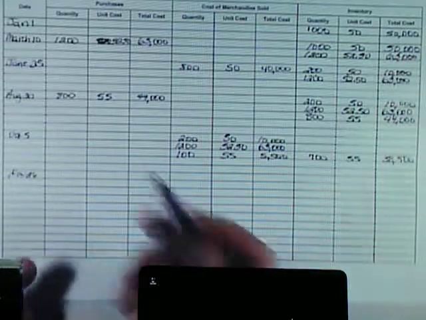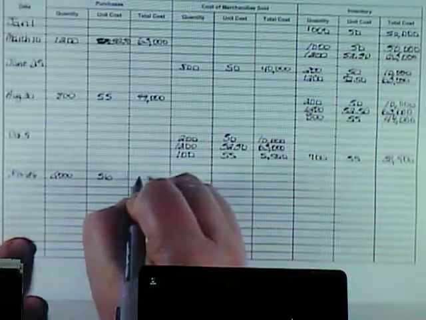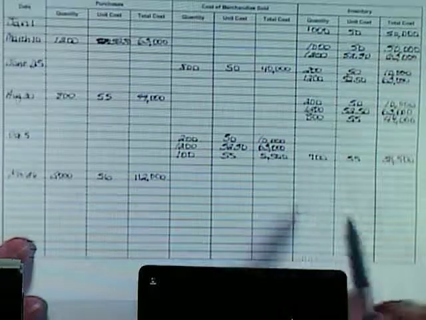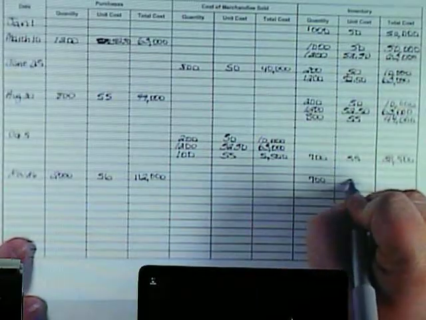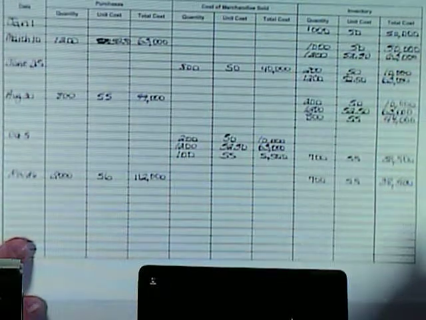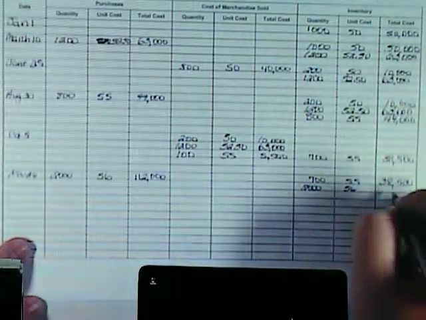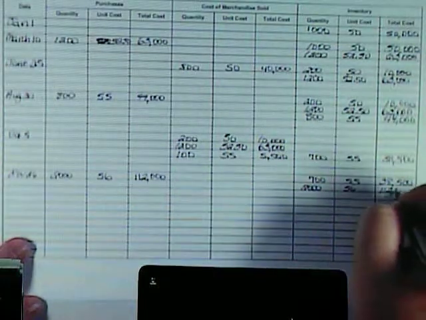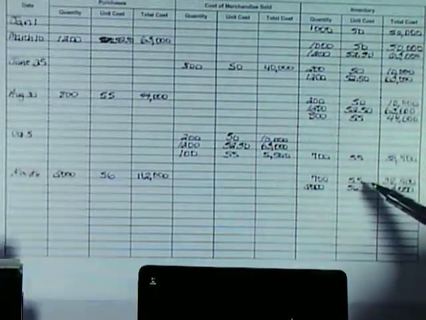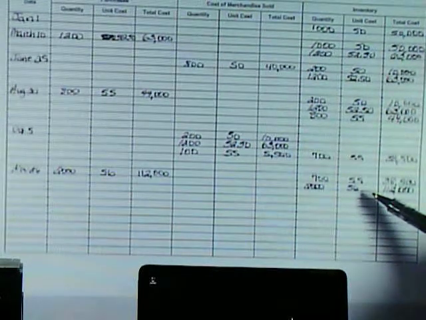On November 26th, we purchased 2,000 units at $56 apiece for a total of $112,000. I'm going to come all the way over here, bring my inventory down. Do not forget to bring your inventory down. That is probably the culprit for most errors in this chapter, forgetting to bring down the inventory you already had and including it with what you just bought. So now I have 700 units in the $55 bin, and I've got 2,000 units in the $56 bin.